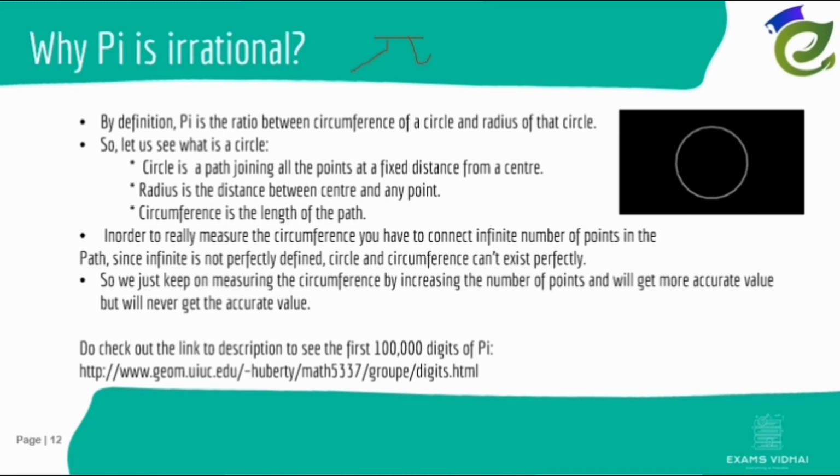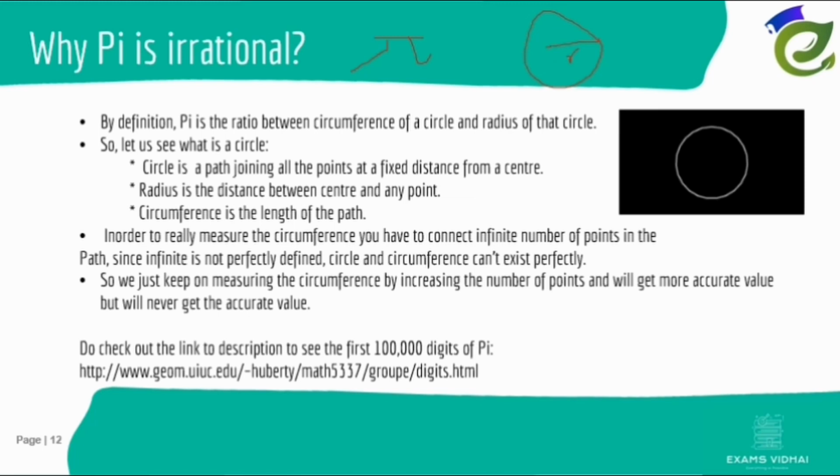So let us just see what a circle is. A circle is a path joining all the points at a fixed distance from the center. If you take a compass, you fix a center, measure some radius, and connect the points, and you get a circle. The radius is the distance between the center and any point on the circle. The circumference is just the length of the path.